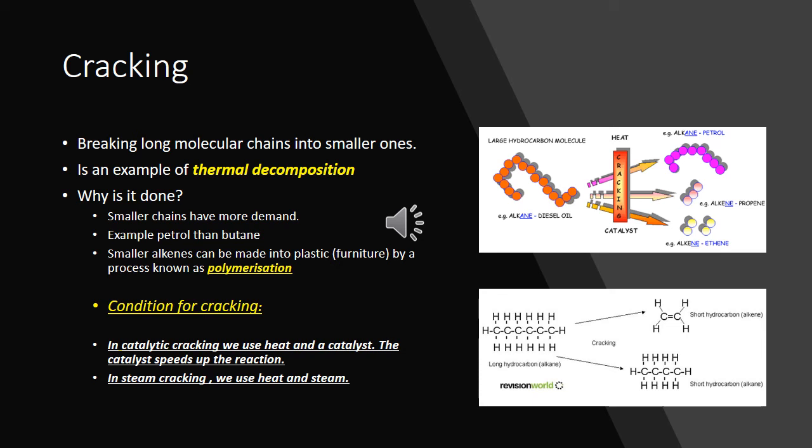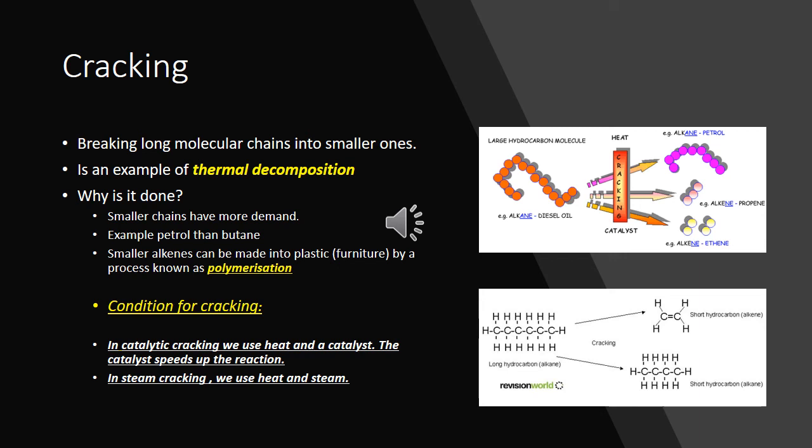Why is it done? It is done because smaller chains have more demand and are more useful. Example, petrol versus butane. The number of carbon atoms in petrol is less than in butane, and petrol is more useful than butane. So we break the larger chain into smaller ones. That is done by cracking. The smaller alkenes can be made into plastic furniture by a process known as polymerization.